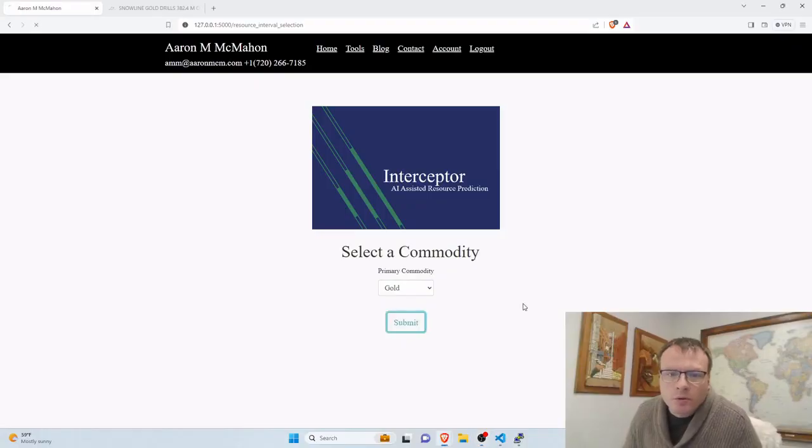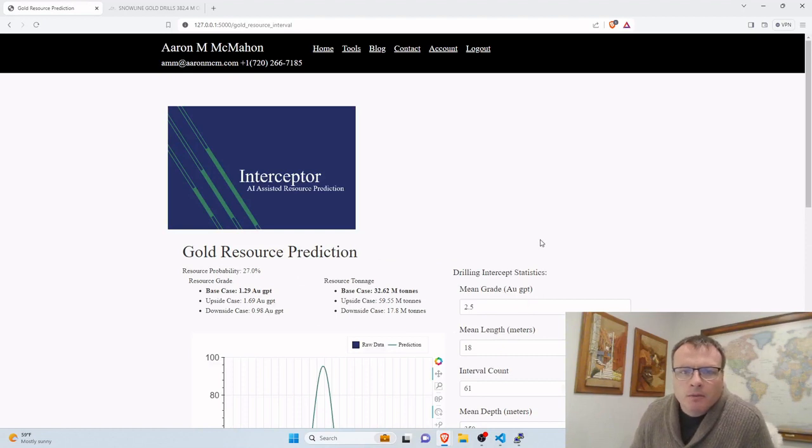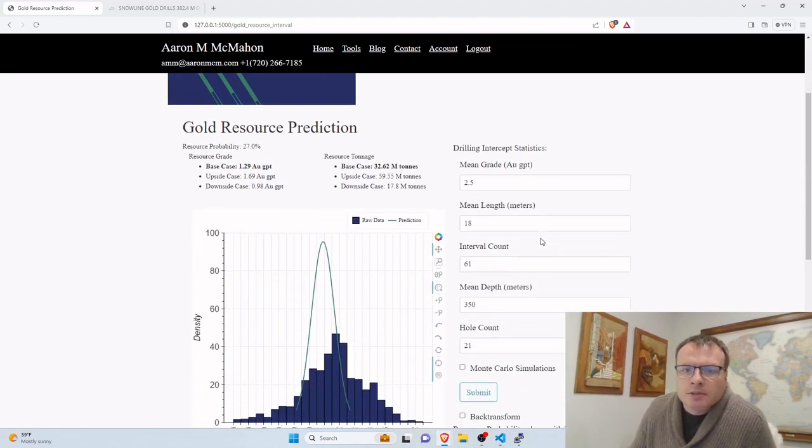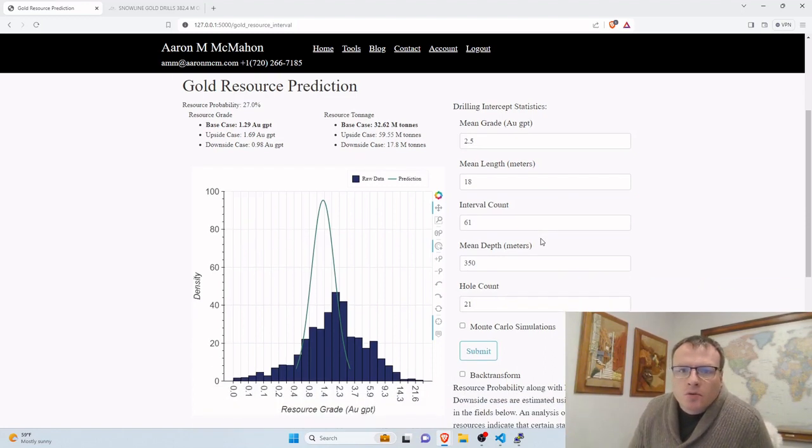We're going to use the gold module for Interceptor. What's required of us is some statistics calculated from all this drilling data that the company has released. So we need to know the mean grade, mean length, interval count, depth, and hole count for all these intercepts that Snowline has released for this property.